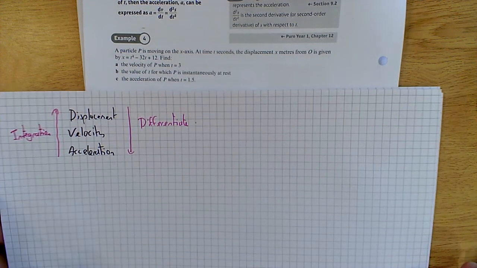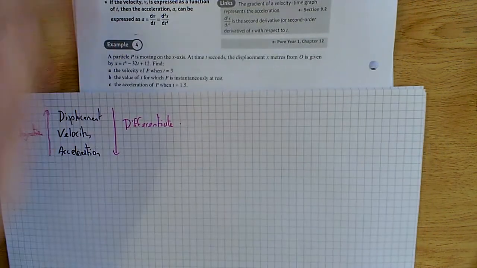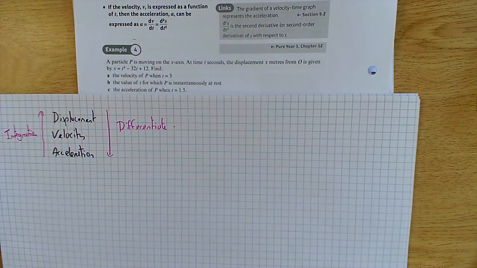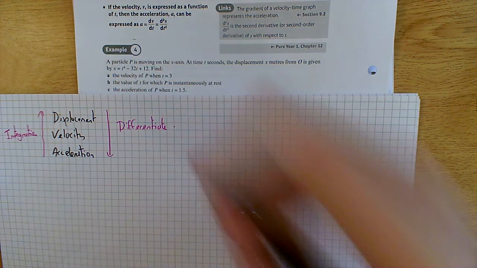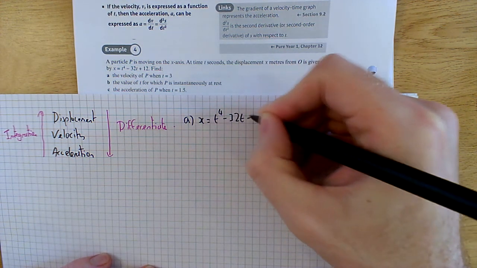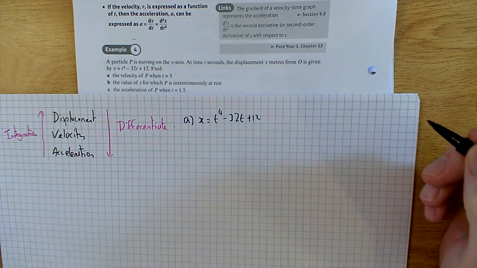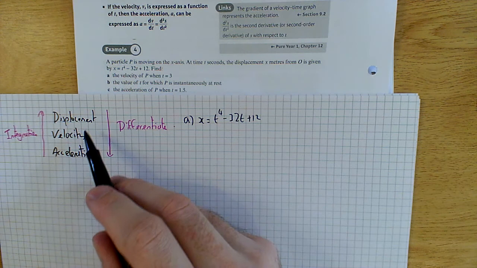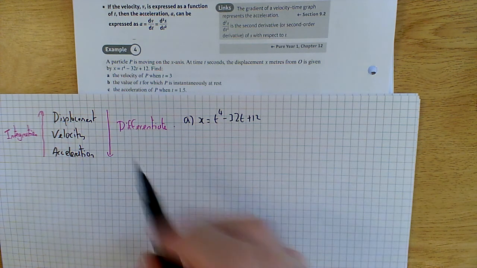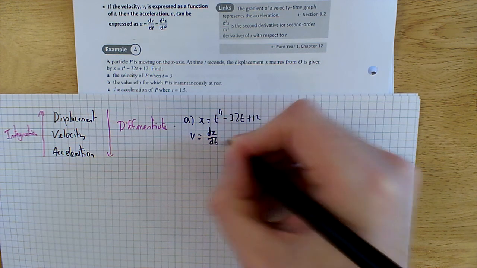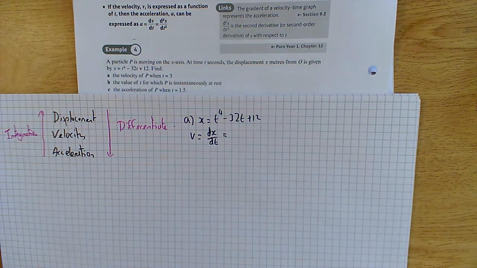So let's look at example 4. Example 4 shows us that a particle P is moving on the x-axis. At time t seconds, the displacement, which is x from O, is given by this expression: x equals t to the power 4 minus 32t plus 12. It asks us to find in part A the velocity of P when t equals 3. So we're given a displacement, we're asked to find the velocity, so we're going to have to differentiate it. So the velocity v is equal to dx by dt. We'll always be differentiating with respect to time in this unit.